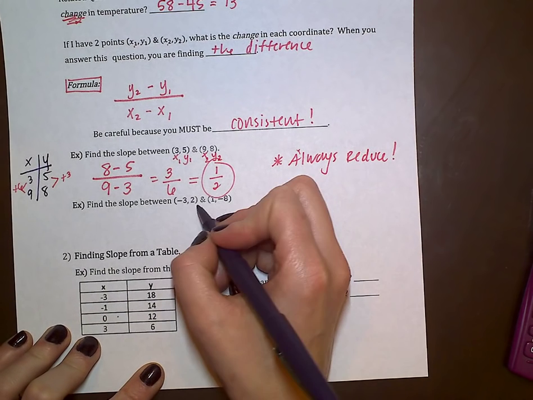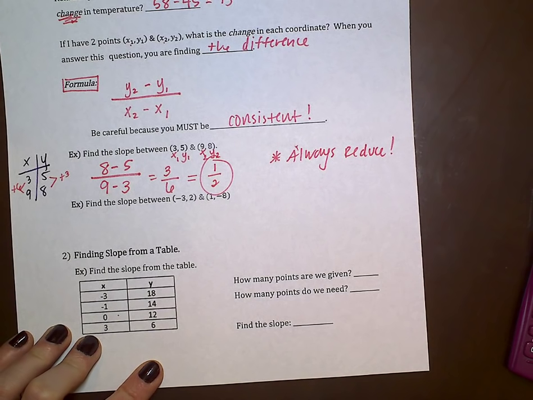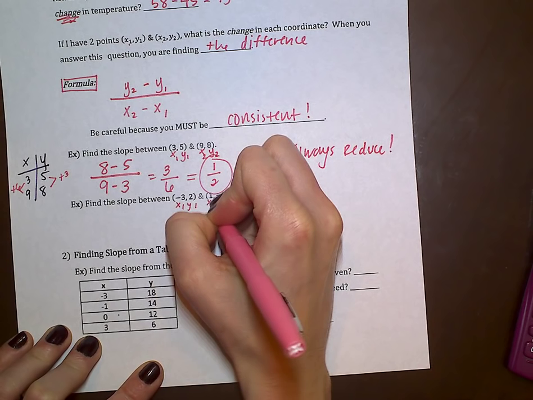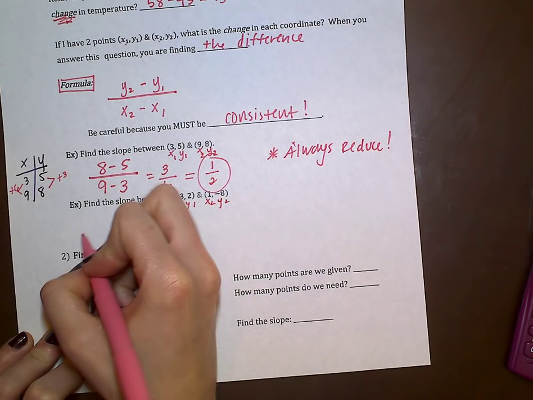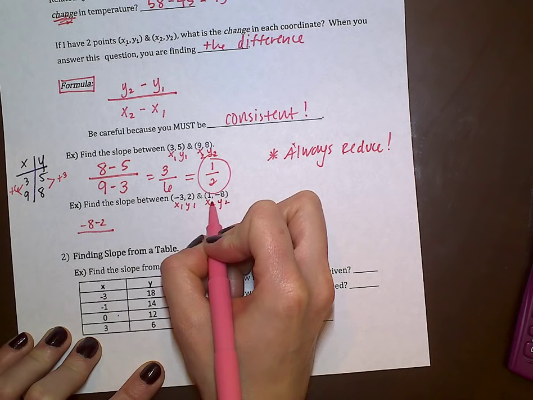All right, I'm going to go ahead and do this next one as well, just because there are negatives involved, and I don't want anyone to make a mistake. So I'm going to use the formula. So I'm going to call that x1, y1, x2, y2. On top, I'm going to do y2 minus y1. On bottom, x2 minus x1.